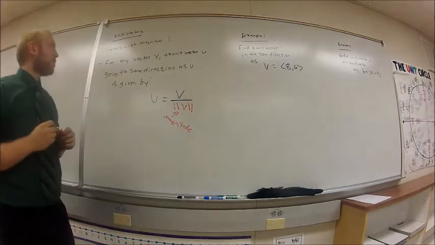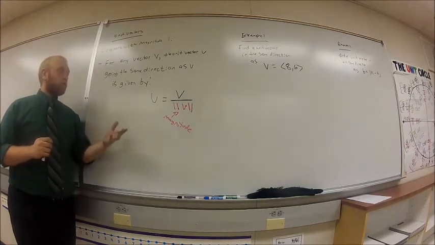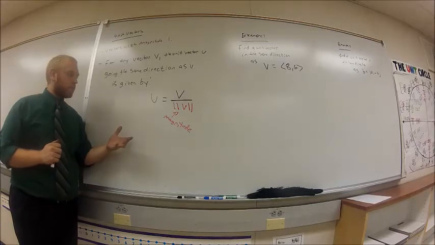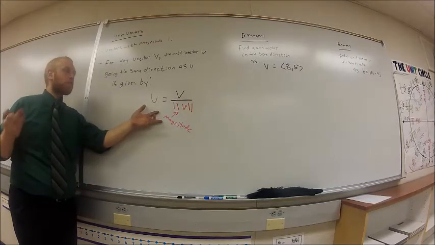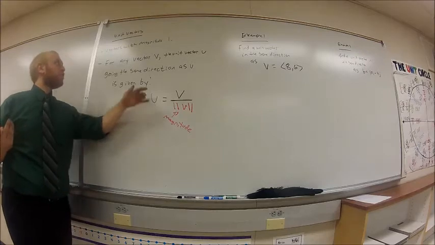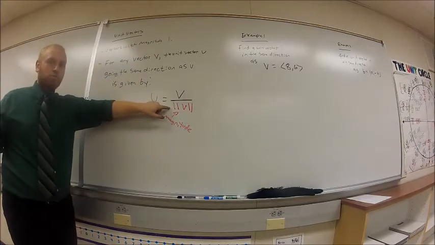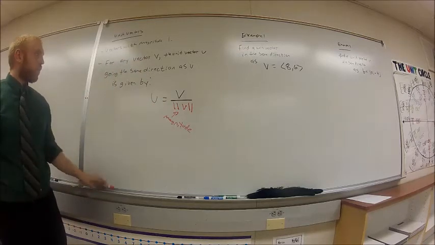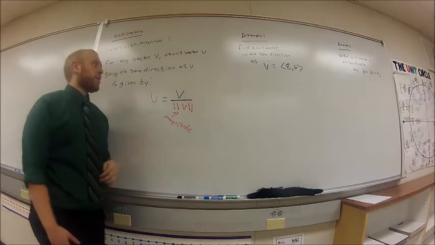Now let's talk about that for a second. We want to find a vector with magnitude 1. Well, notice that the direction doesn't change. So it makes sense that we're going to divide by the magnitude, because it's not going to change the direction. We want the direction to stay the same, but we need to change the magnitude to be 1, so divide by the magnitude. Example 1. Find a unit vector in the same direction as v equals 8, 6.